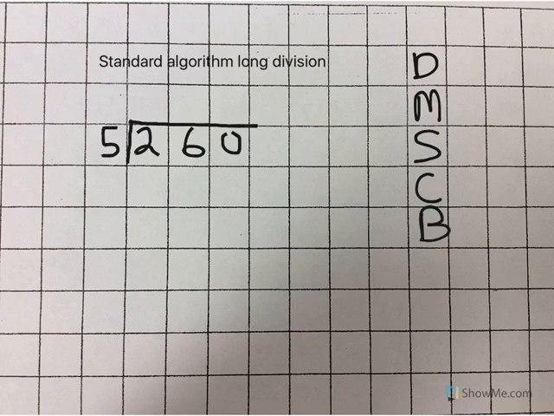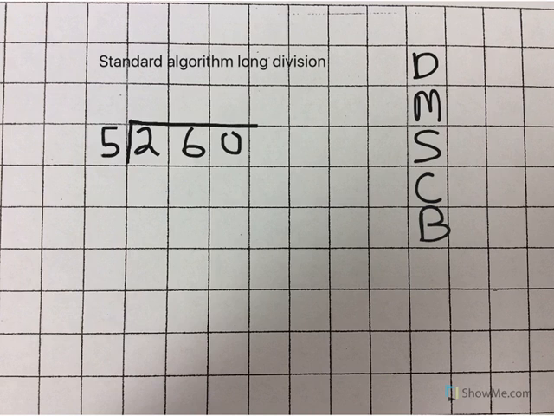Okay, we're going to talk about the standard algorithm for long division. The problem we're going to work on is 260 divided by 5, and we're going to use the Does McDonald's Sell Cheeseburgers strategy. If you look at the strategy, we're going to put a check mark as we go through each step. And since our dividend has 3 digits, we're going to go through the steps for each one of the digits, so we'll go through Does McDonald's Sell Cheeseburgers 3 times.